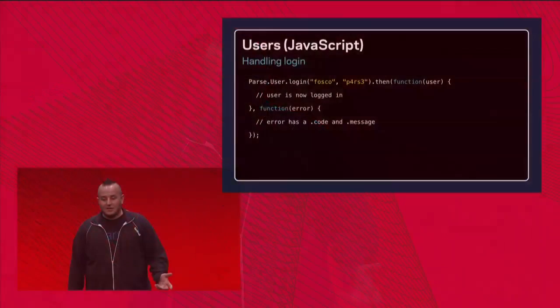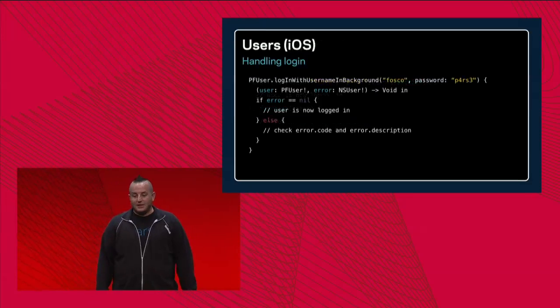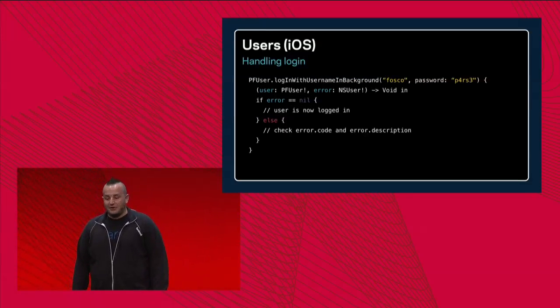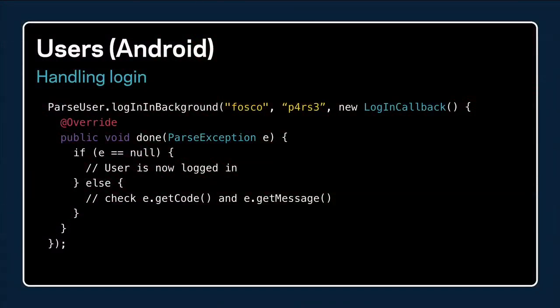Now, once you have a Parse user signed up, let's look at what it looks like to log them in next time. So on JavaScript, it's very simple. We call Parse.User.logIn, and again, provide the code to run afterwards. In iOS, PFUser.logInWithUsernameInBackground. And in Android, ParseUser.logInInBackground, providing the callback.